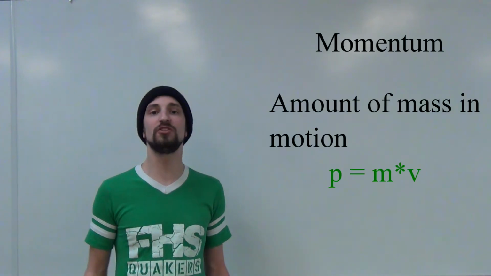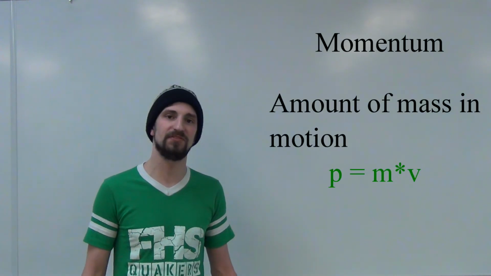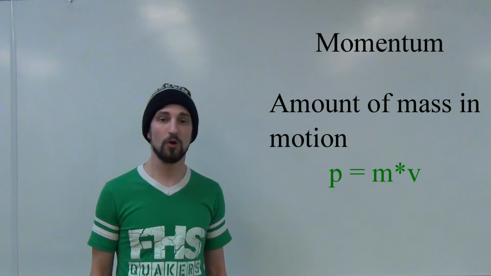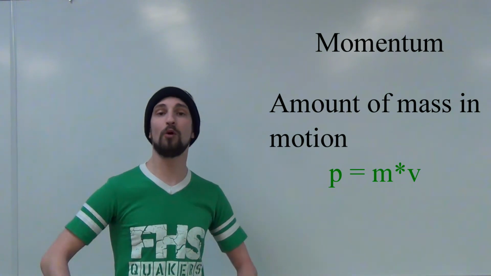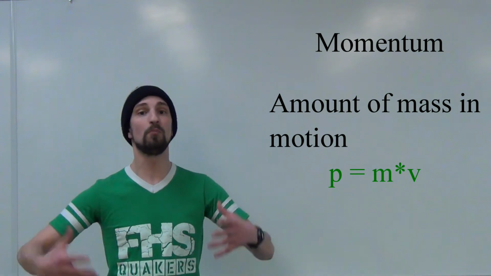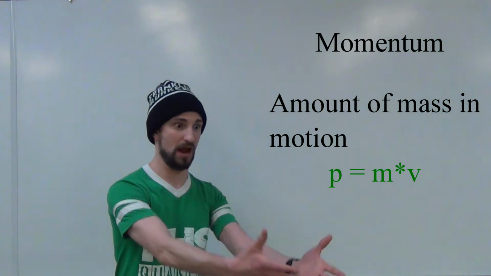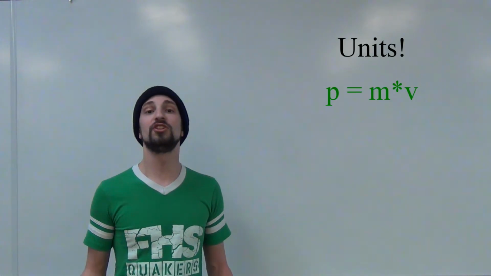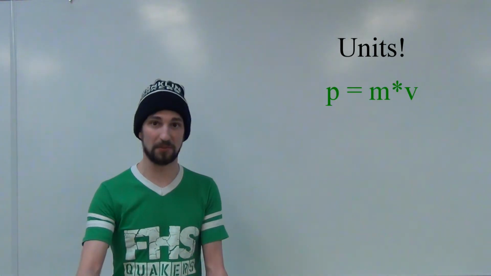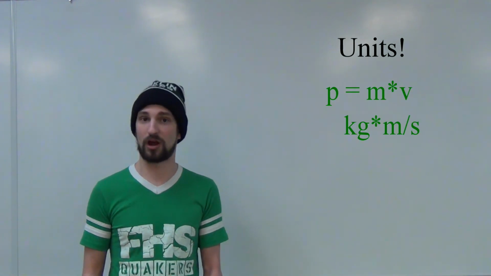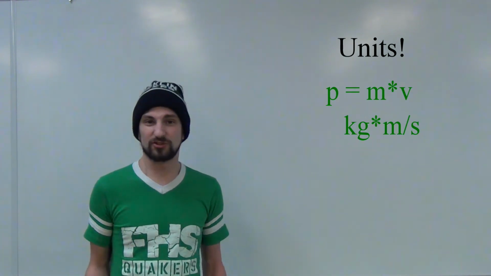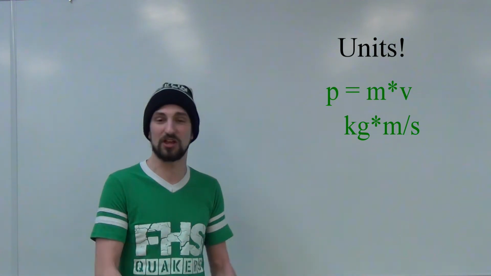Since momentum is the amount of mass in movement, we can use the formula P is equal to m times v, or mass times velocity, which makes sense. If you have more mass or more velocity, you have more momentum. You have more amount of mass in movement. The units for momentum you should be able to figure out will be just a kilogram times a meters per second.